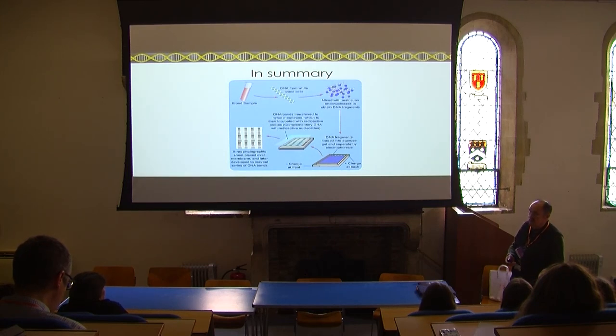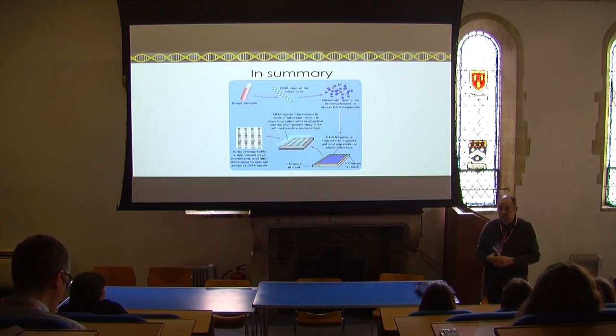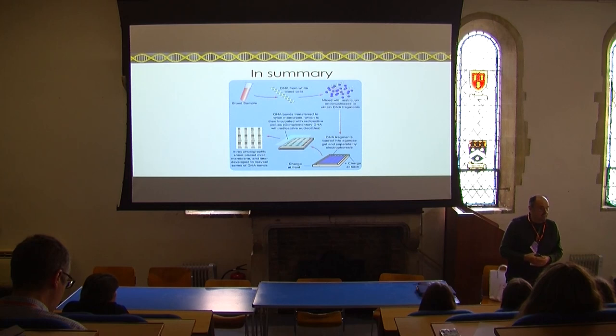So we would get the blood sample, very much as they did in the Pitchfork era. We'd get the DNA from the white blood cells. Anyone want to ask me why we get it only from the white blood cells?